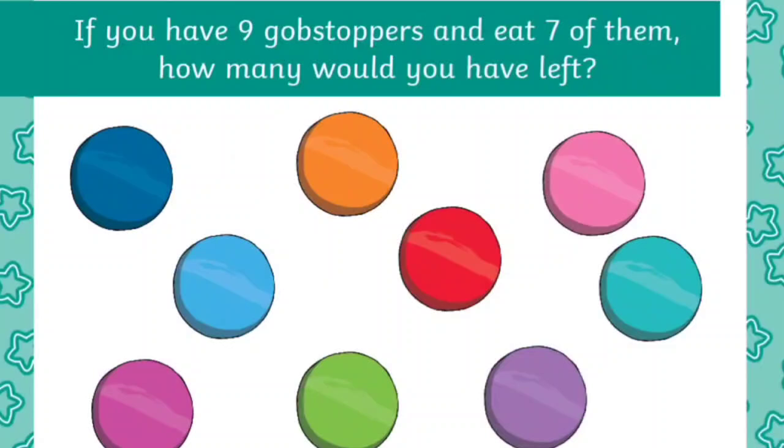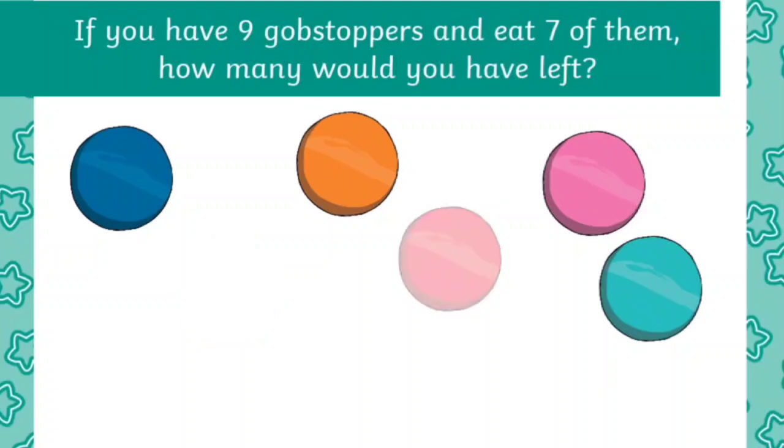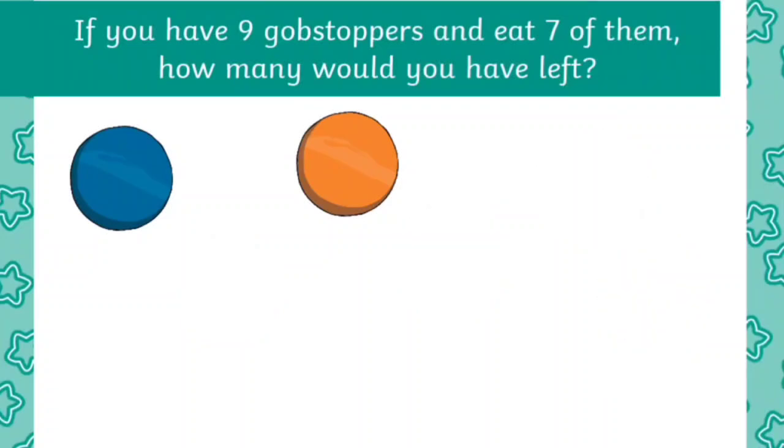If you have 9 gobstoppers and eat 7 of them, how many would you have left? We have 9 and we will take away 7, so we will have only 2 gobstoppers.